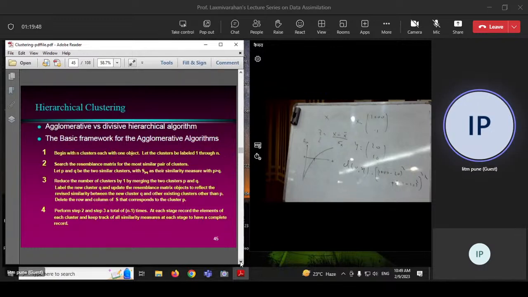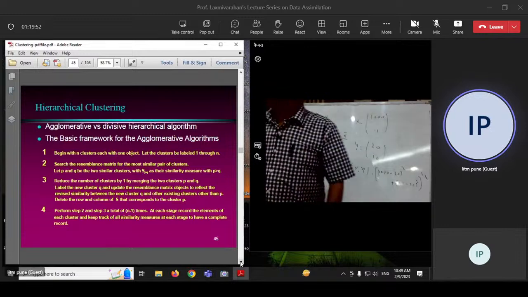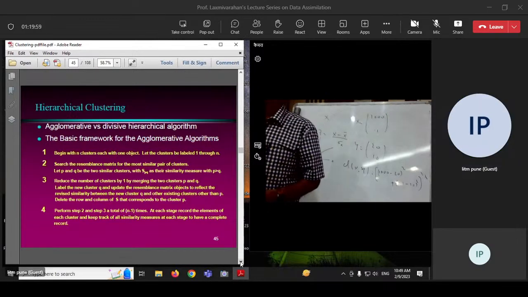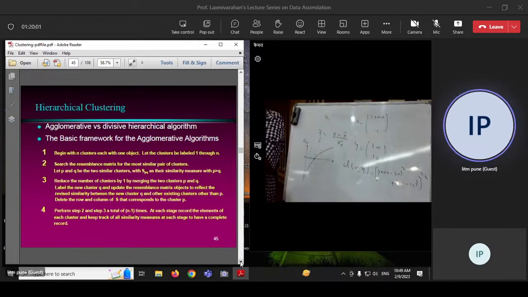When you do the algorithm, you have to make these decisions within the algorithm. So the resulting cluster is called Q. P is gone because P has been merged with Q. Update the resemblance matrix. Here you are going to face a new problem. What is that? Instead of point-to-point distance, you are going to have point-to-set distance. Set to set distance. We already know how to solve those.